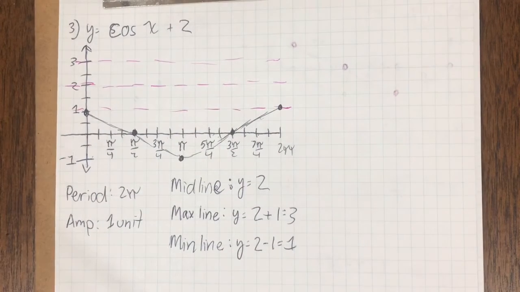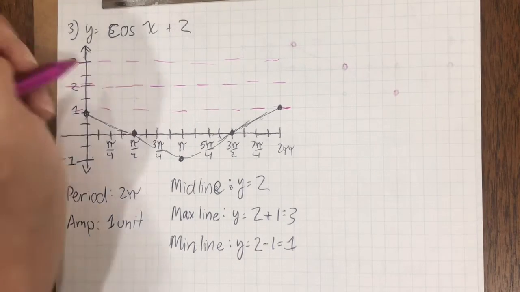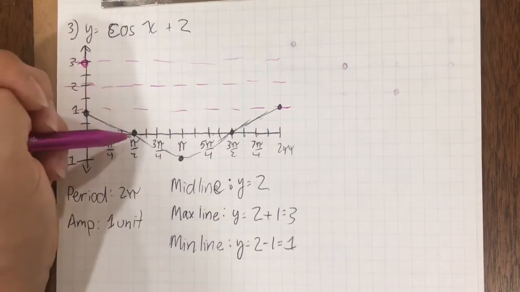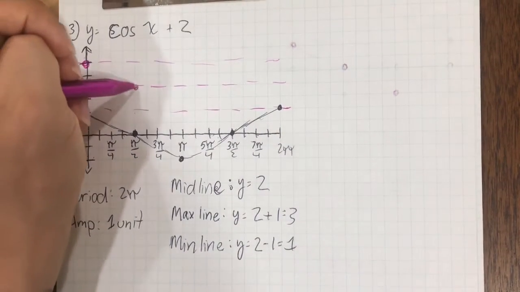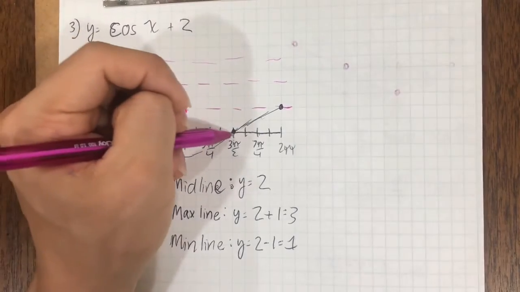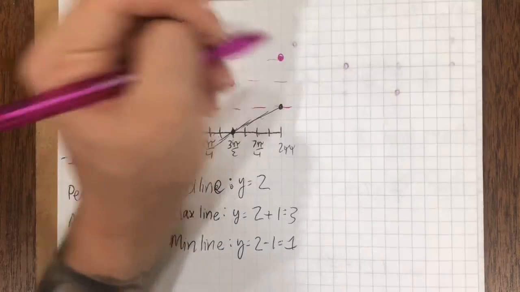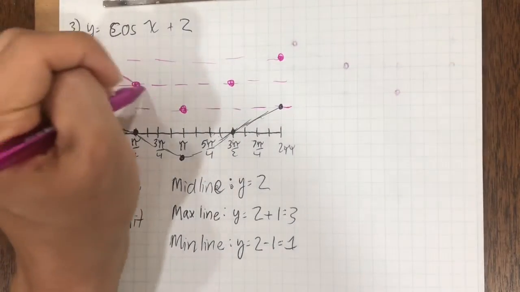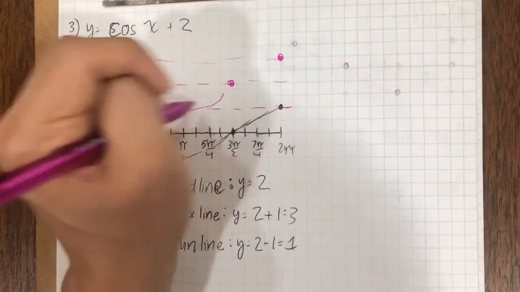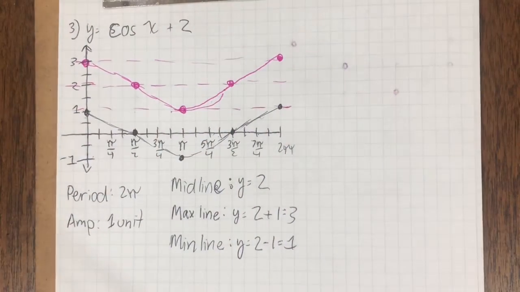So all I need to do for number 3 is just move each point 2 units up. So starting over here, I move 2 units up. 1, 2. 1, 2. 1, 2. 1, 2. Connect the points. That's really it. All right.